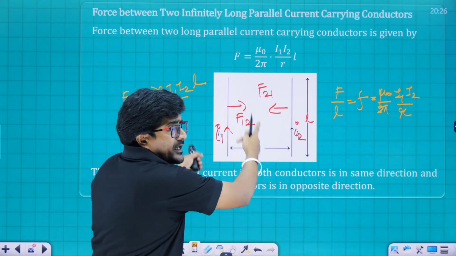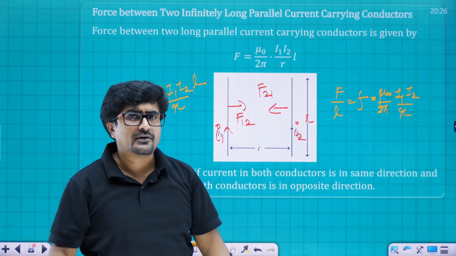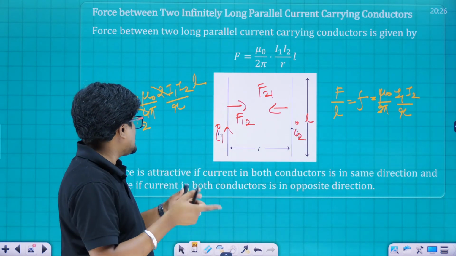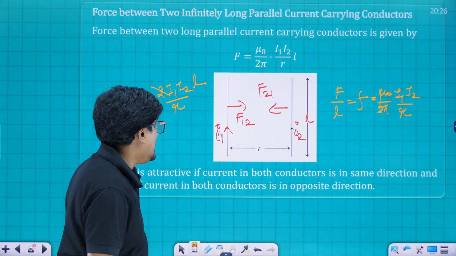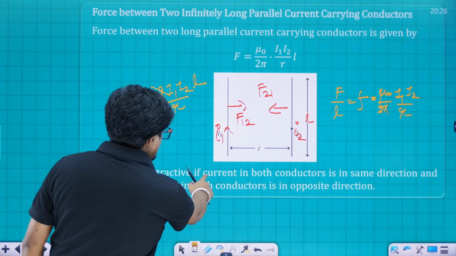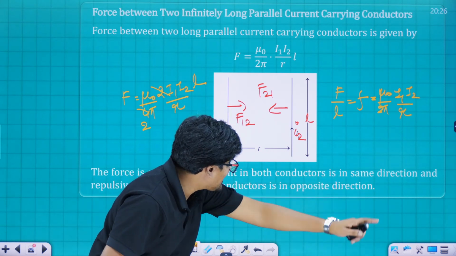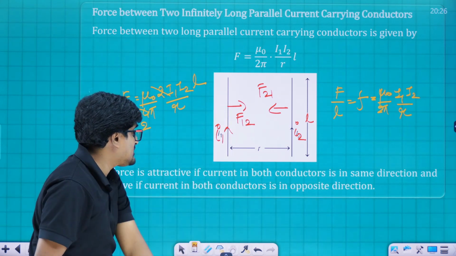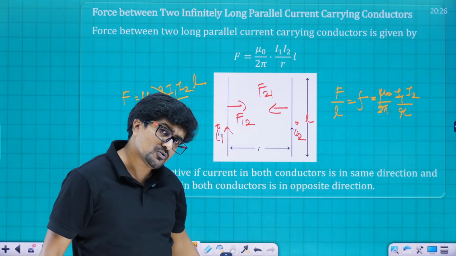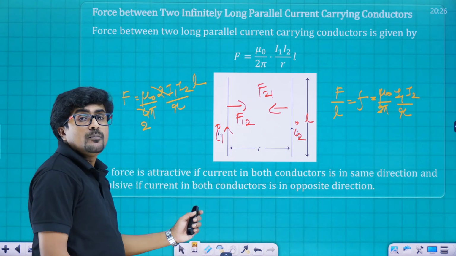I told you if the current is in the same direction, the force is going to be attractive, and if it is in the opposite direction, it's going to be repulsive. That's also mentioned here. The force is attractive if the current in both the conductors is in the same direction, and repulsive if it is in the opposite direction. So that is also an important point over here.